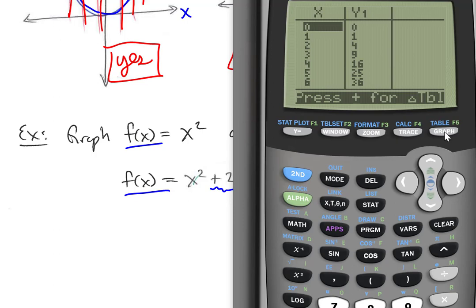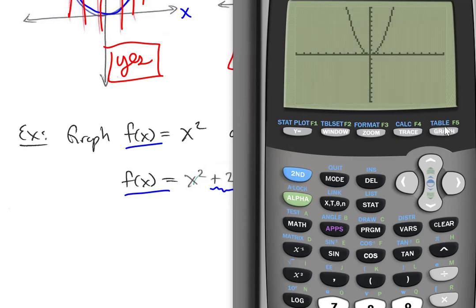Let's go back to the graph by just hitting the graph key. Remember, if you hit the graph key in the top right, it'll use whatever window was previously set. So if I just hit this, it'll take us back to what we used as the zoom 6 window, which is a standard, square, rectangular kind of window, where we just see our graph.